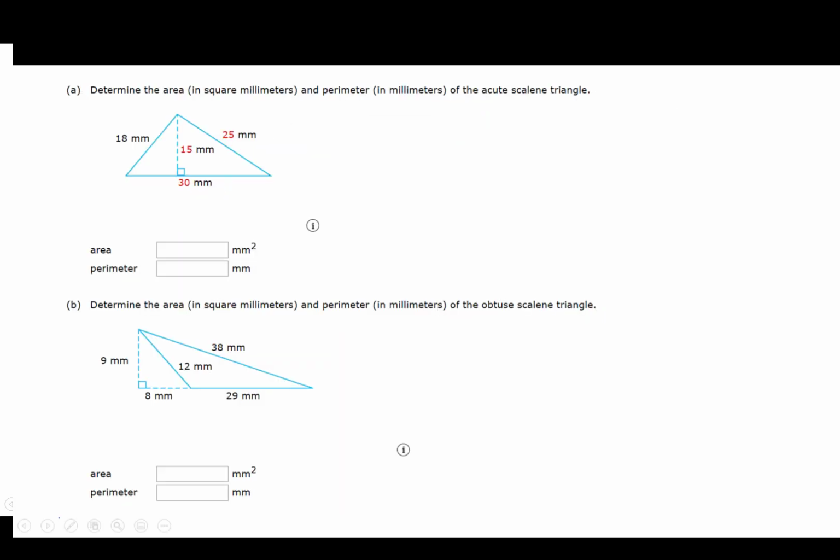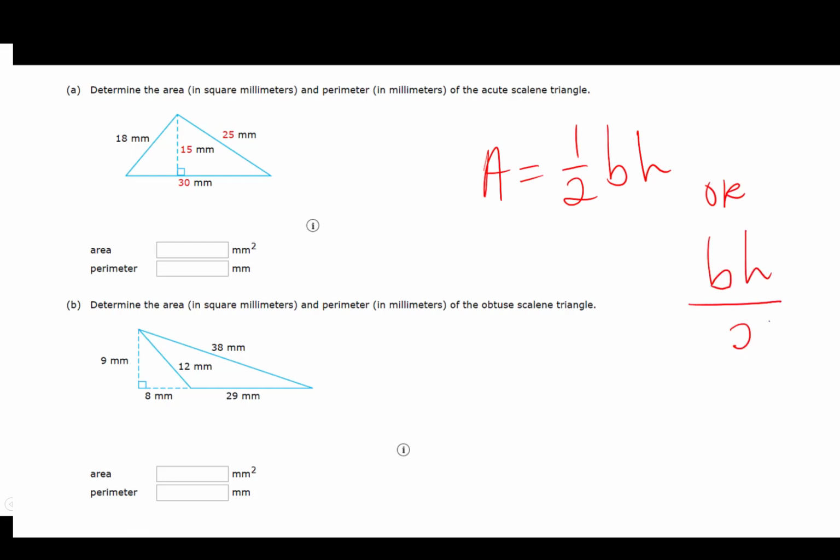Next question, these are 2 triangles. Both are looking for the area and perimeter. Area is 1/2 base times height, or you could also look at it as base times height divided by 2. Either way is fine. The most important thing that I want you to know about the base and the height is that it has to meet at a right angle. So right here on this first one, there is our right angle.